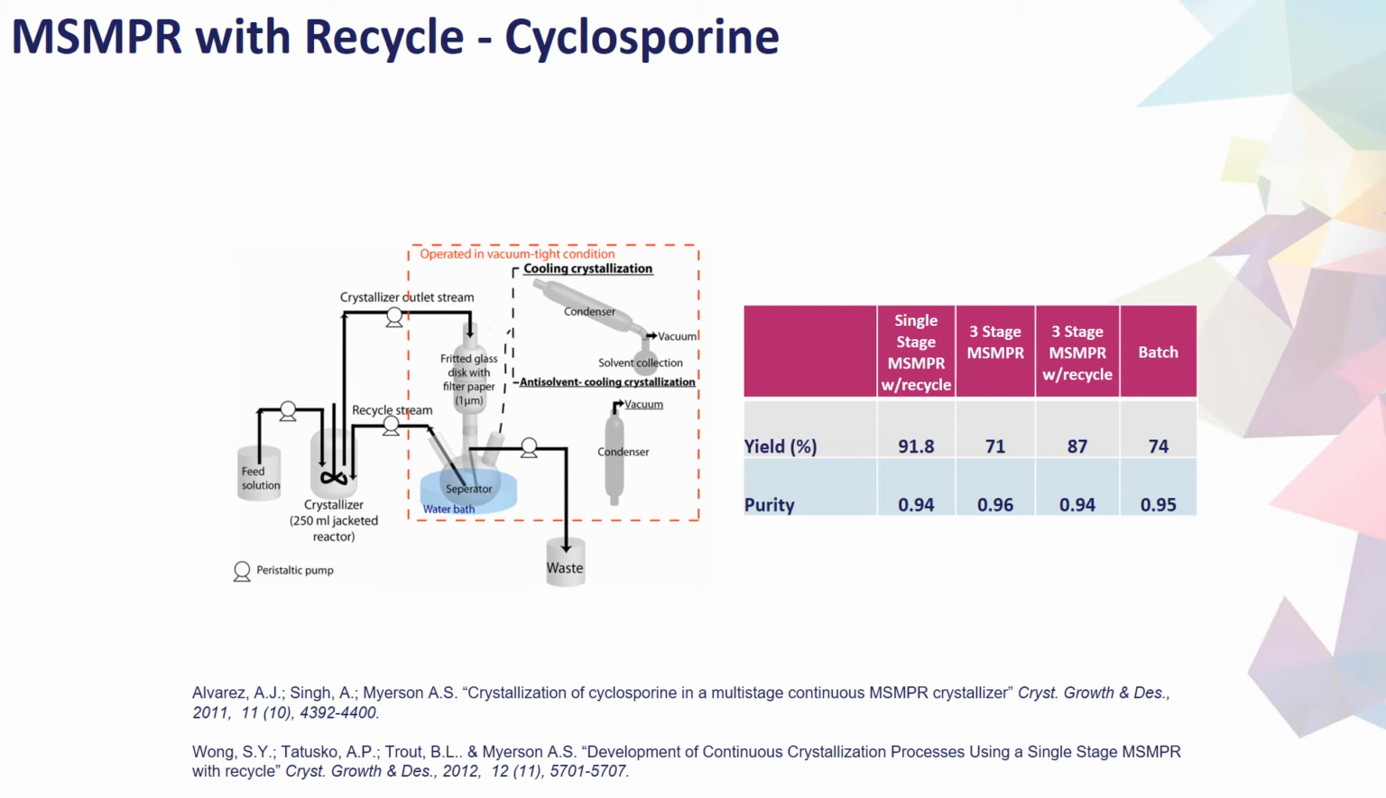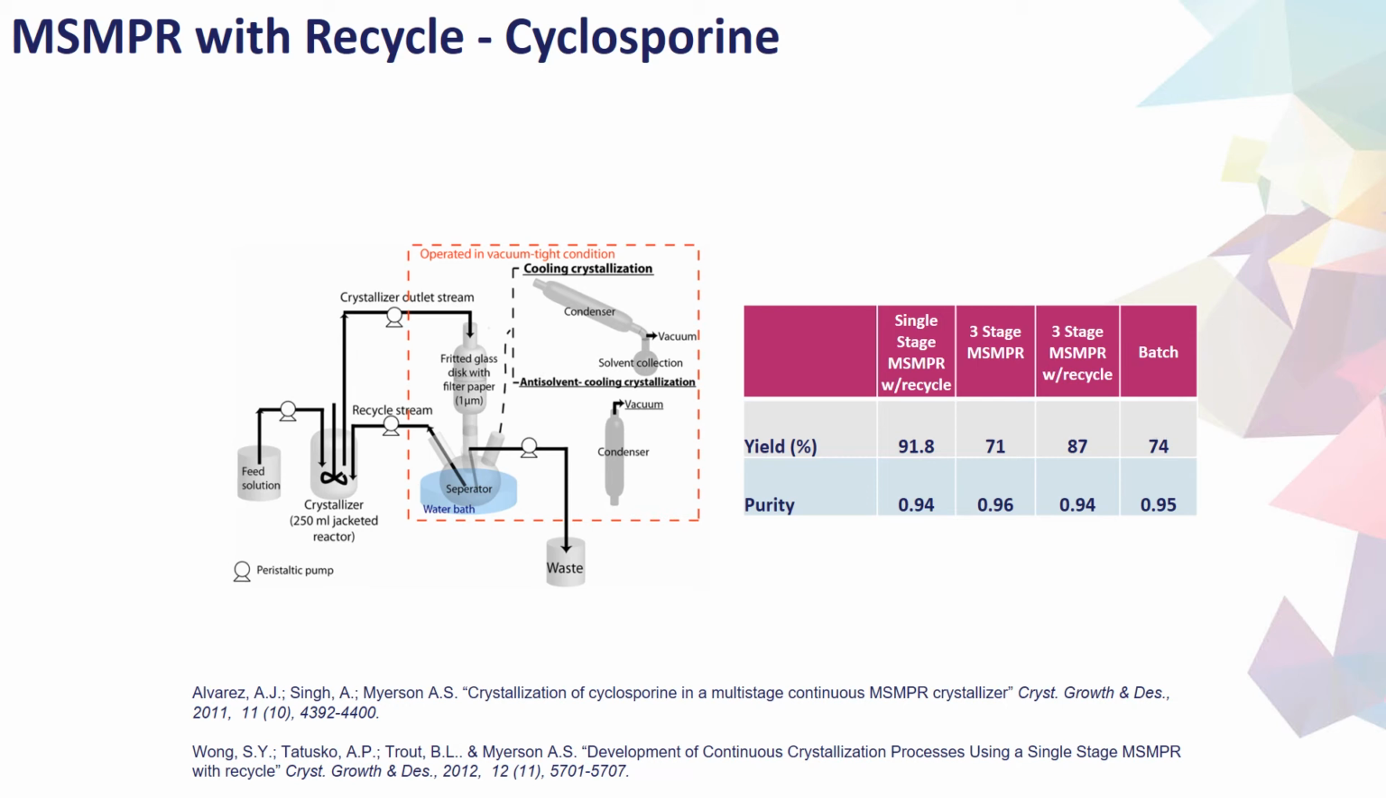So being able to purge structurally similar lattice substituting impurities is a high bar that continuous crystallization has to clear in order to be utilized for continuous pharma manufacturing. And in the next couple of slides, I'll present a couple of strategies whereby this can be done.